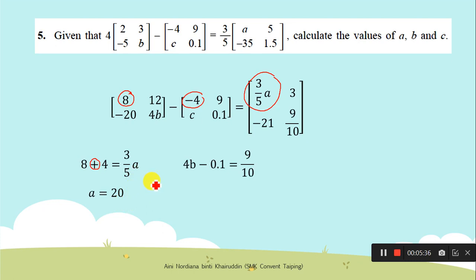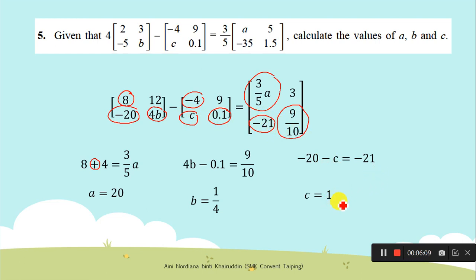For b, look at the second row, second column here. For b, minus 0.1 equals to 9 over 10. Okay, then you'll get the value of b. Next, for c, negative 20 for the second row, first column, minus c equals to negative 21. Then you'll get the value of c. So this is the answer for question number 5.